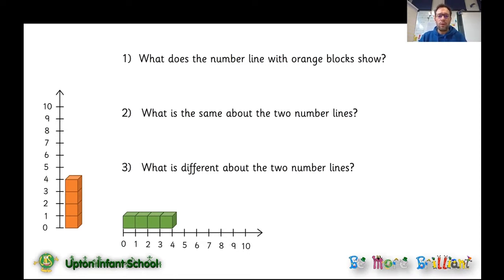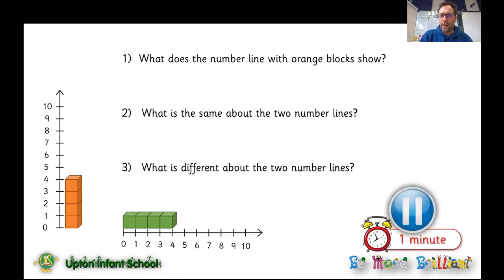Question number 1, what does the number line with the orange blocks show? What number is it showing? Question 2, what is the same about those 2 number lines? And question 3, what is different about the 2 number lines? Pause the video here and have a little think about those few questions for a moment.